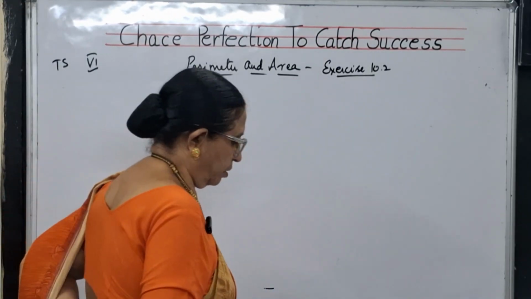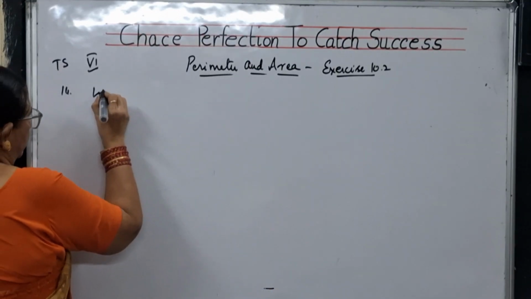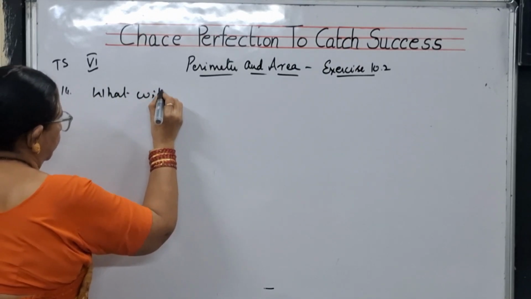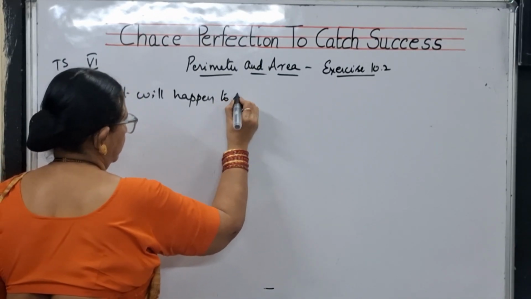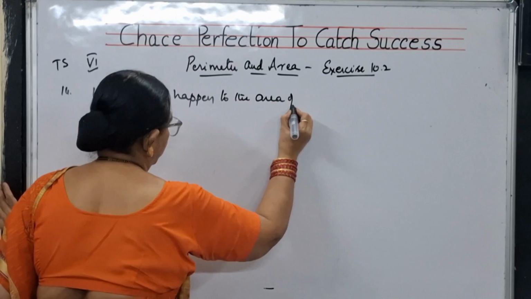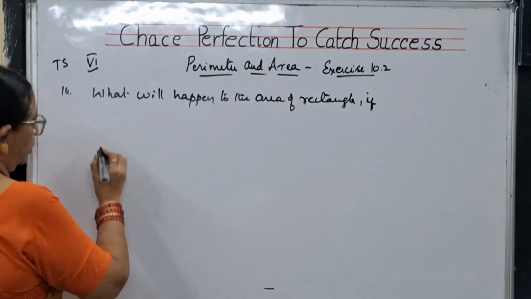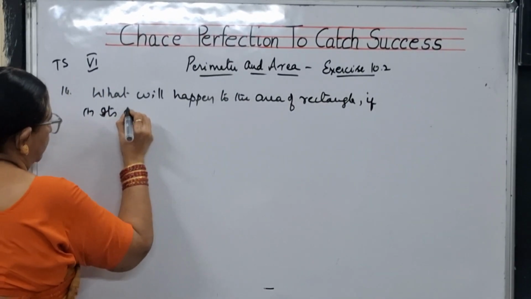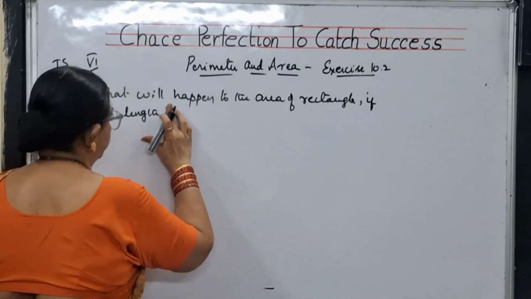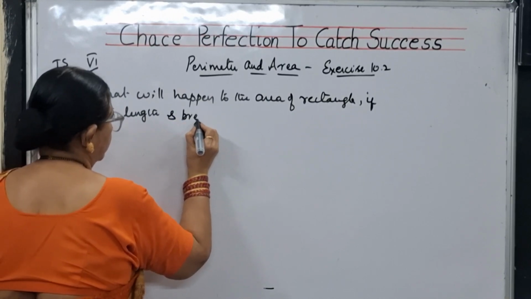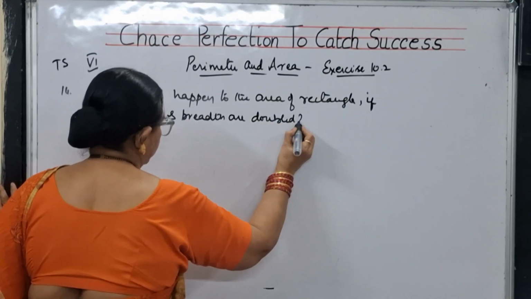Now we will see the 14th one. What will happen to the area of a rectangle if, first bit, its length and breadth are doubled? This is one question.